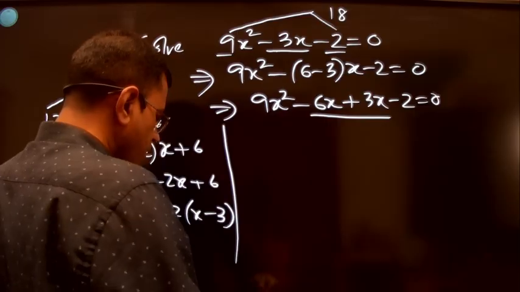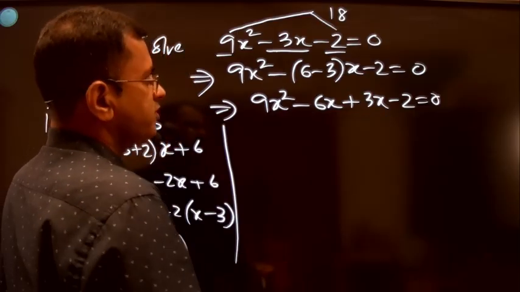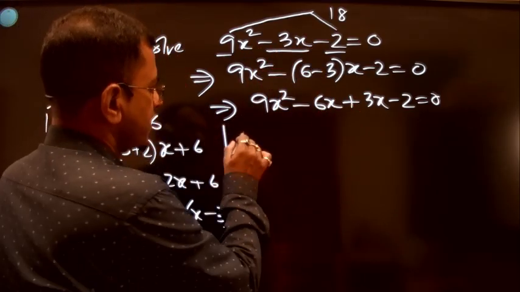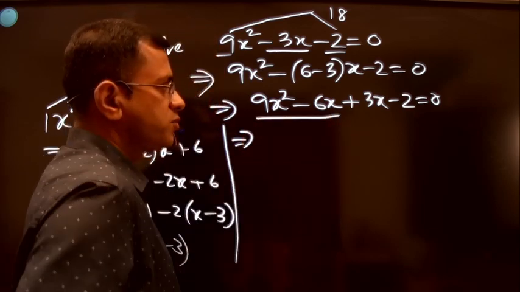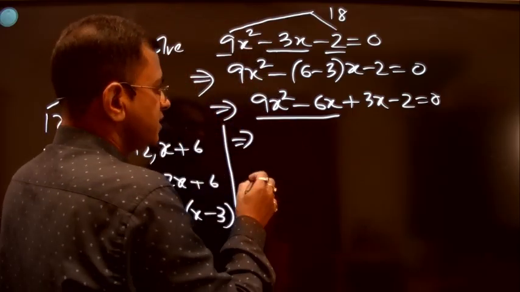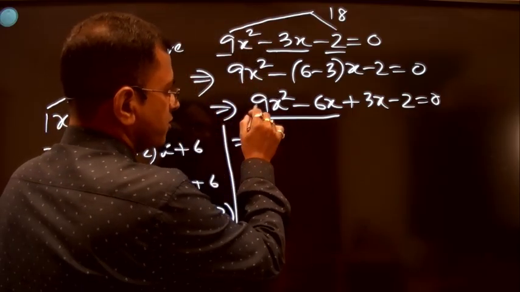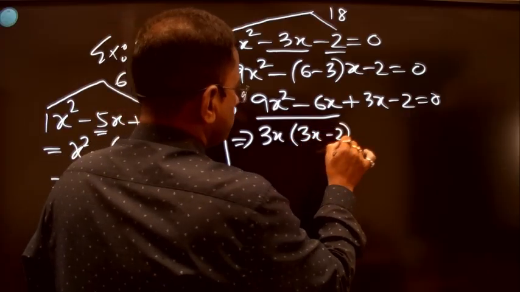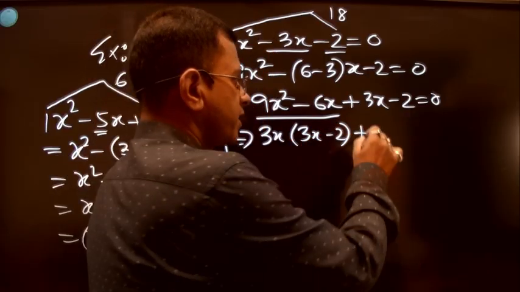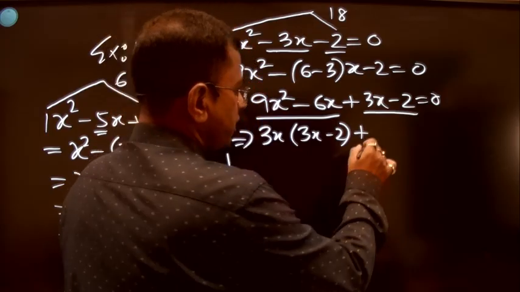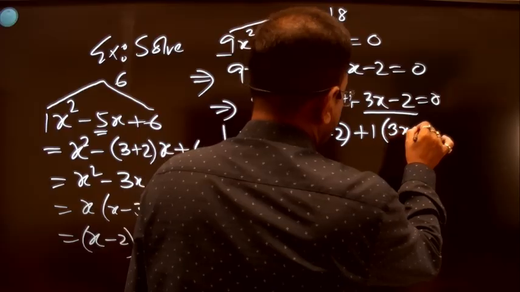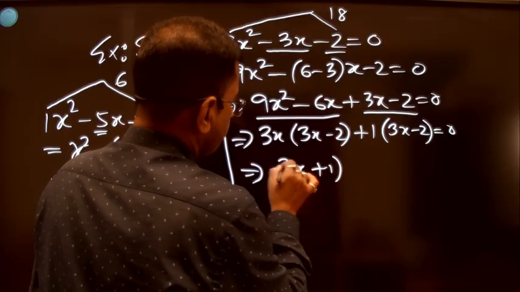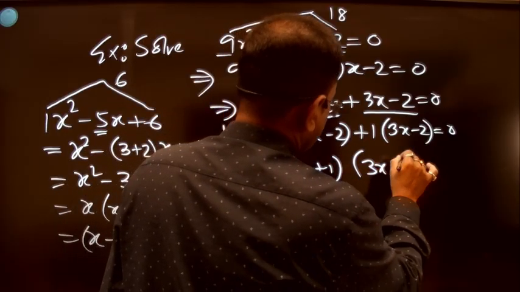We are splitting the middle term into two terms, which is why it is called middle term splitting. We split this minus 3x into two terms, minus 6x plus 3x. Now take these two terms. Take the GCF, the greatest common factor, of 9x square minus 6x, which is 3x. Then 3x minus 2. There is no common factor of 3x and 2, so you take 1 as common, that is 3x minus 2. Then that is equal to (3x plus 1)(3x minus 2).